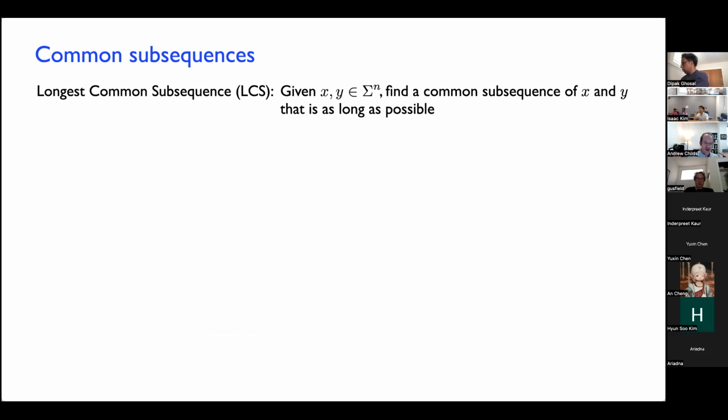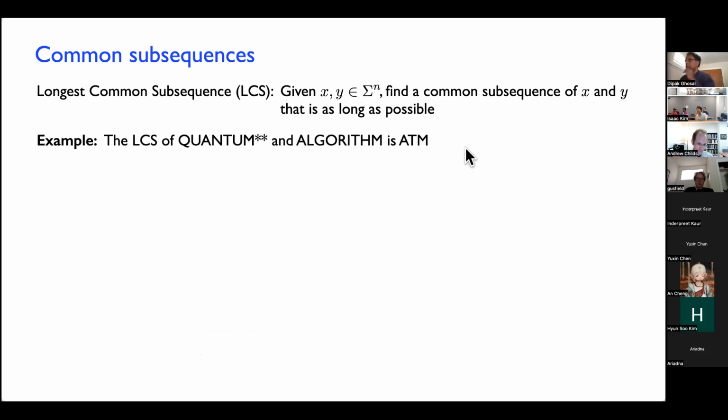Okay, good. Now we have two strings x and y, and we want to find a common subsequence of them that is as long as possible. That's the longest common subsequence problem. For example, take quantum and algorithm, where I padded quantum with stars just to make them the same length, like in my problem definition. The longest common subsequence of these two strings is ATM.